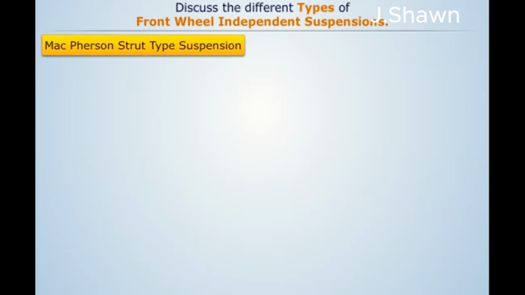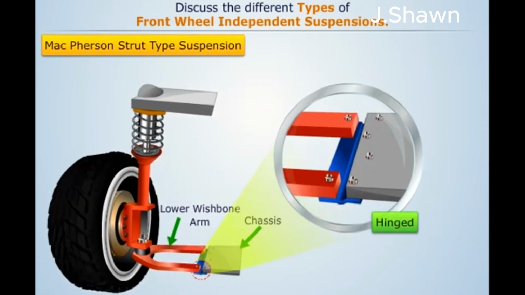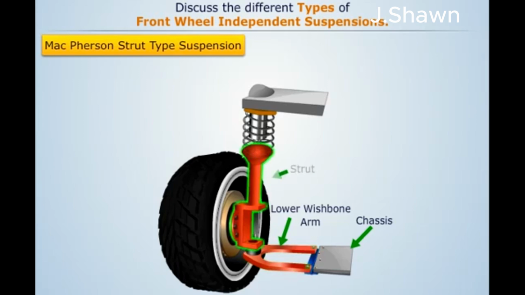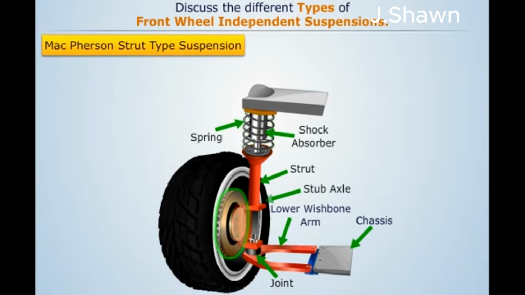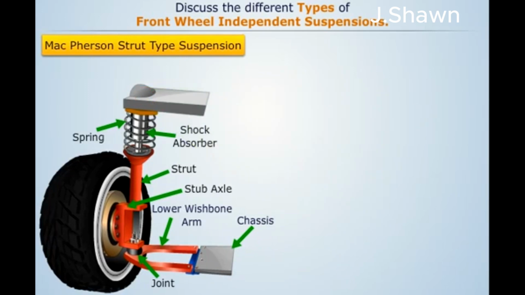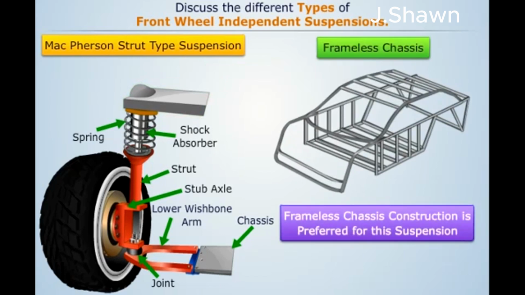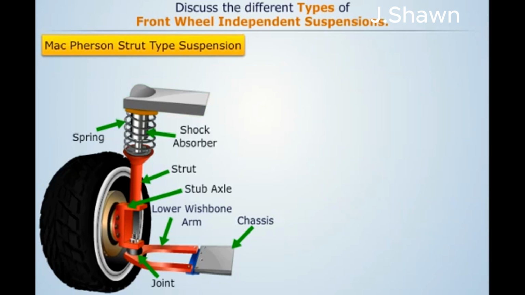MacPherson strut type suspension. A typical MacPherson strut type suspension consists of a single lower wishbone arm, which is hinged to the chassis of the automobile. The other end of this wishbone arm is attached to the strut through a joint. The strut containing the shock absorber and the spring is connected to the stub axle which carries the wheel. The upper end of this strut is fixed to the body structure through a flexible mounting. Due to this, a stronger body is required to absorb the full suspension load. Therefore, frameless chassis construction is preferred for this suspension. Here, the steering motion of the wheel is provided through the lower control arm.